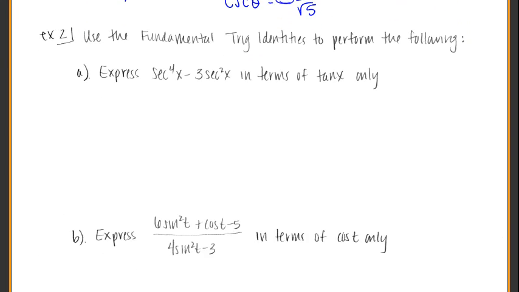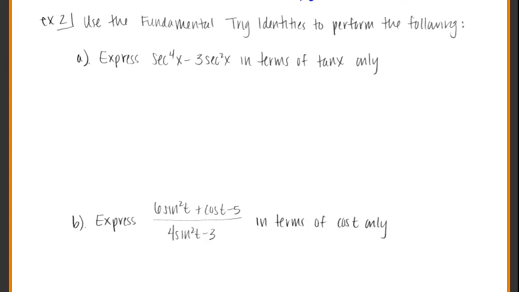Now here with example 2, what we're doing is really leading up into our next section, which are lessons 37 and 38, I believe. The whole goal is to create brand new identities. We know that if I take sine squared and cosine squared, we get 1. If I take cotangent squared plus 1, I get cosecant squared. So these are some things that we know.